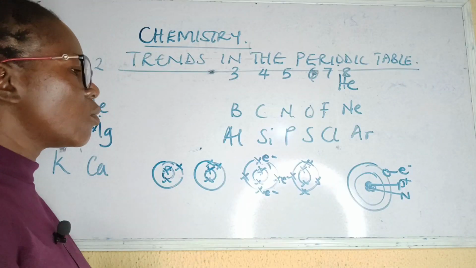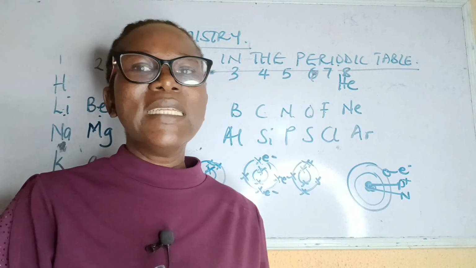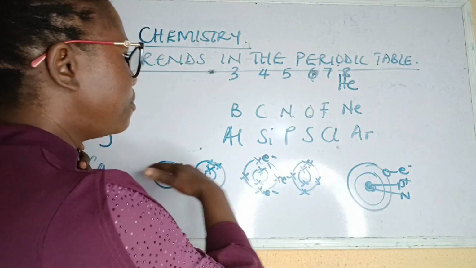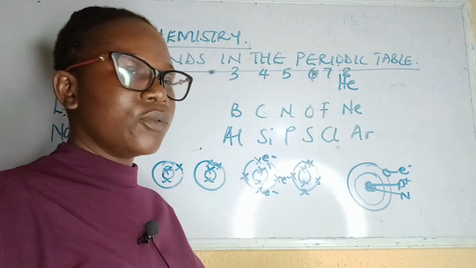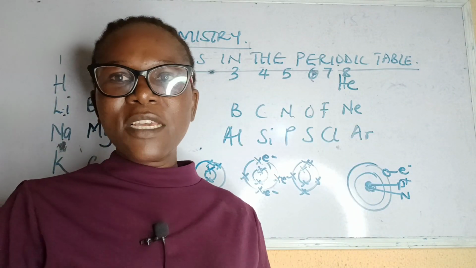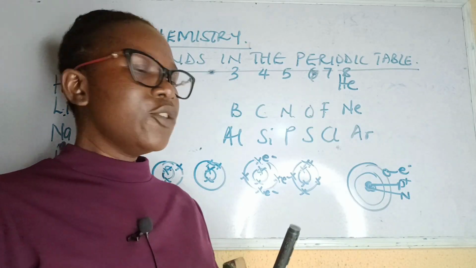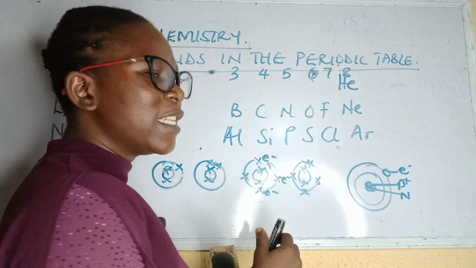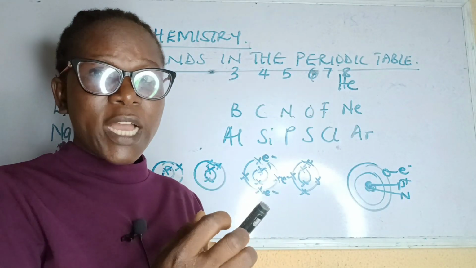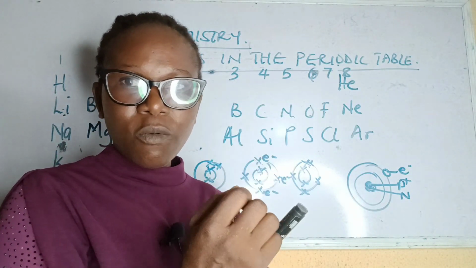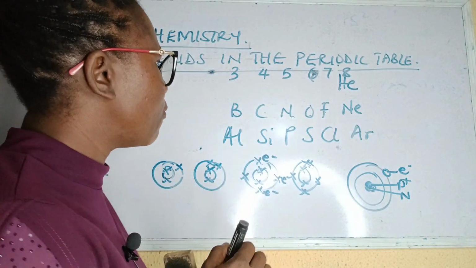So in that case, we can summarize that atomic size decreases across the period, but increases down the group due to the increase in the number of shells down the group. Across the period it is decreasing, though it's not visible, but it's reducing in size because of the greater attraction of the proton nuclear charge, which is in the nucleus, by drawing electrons to itself.